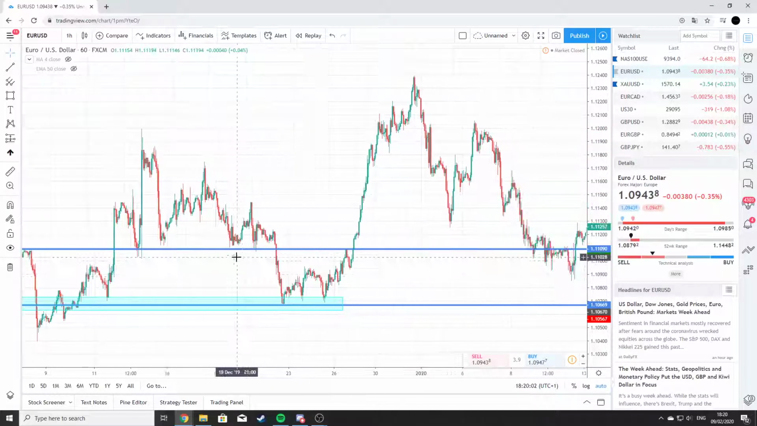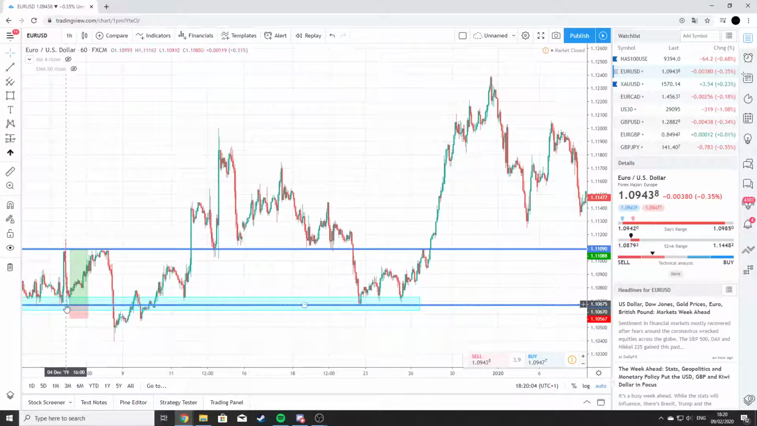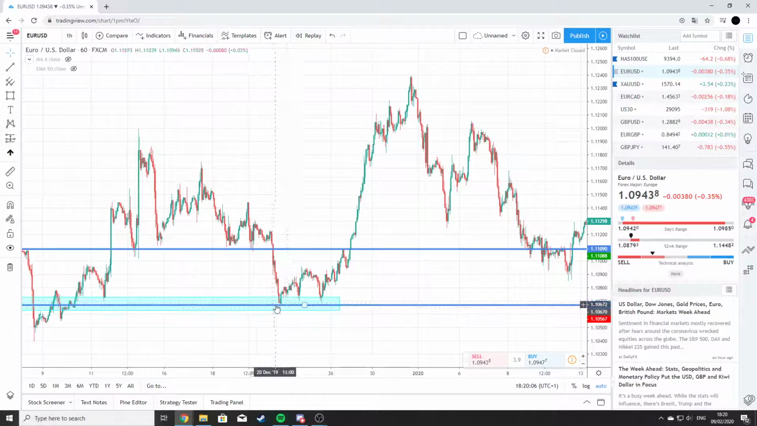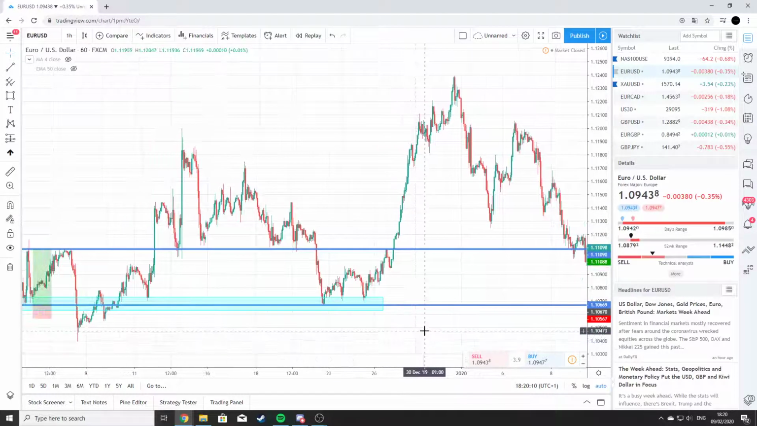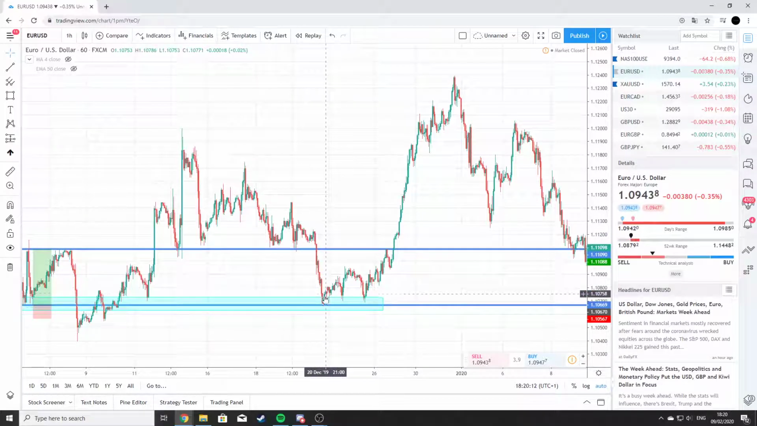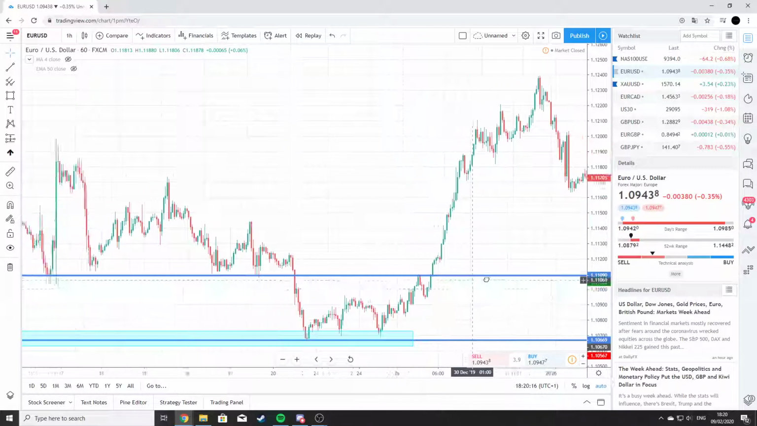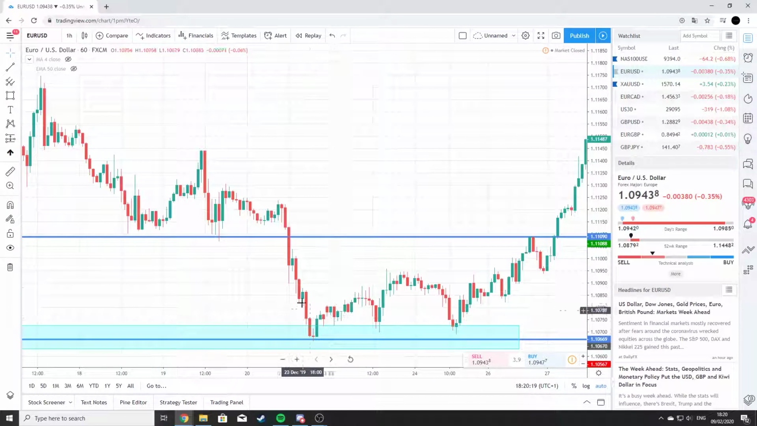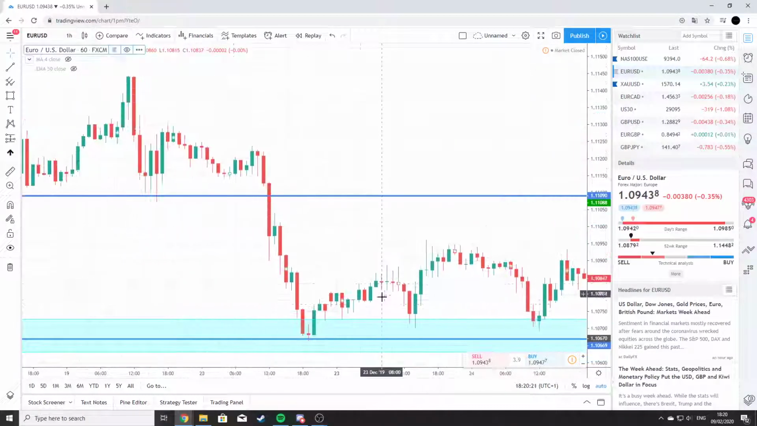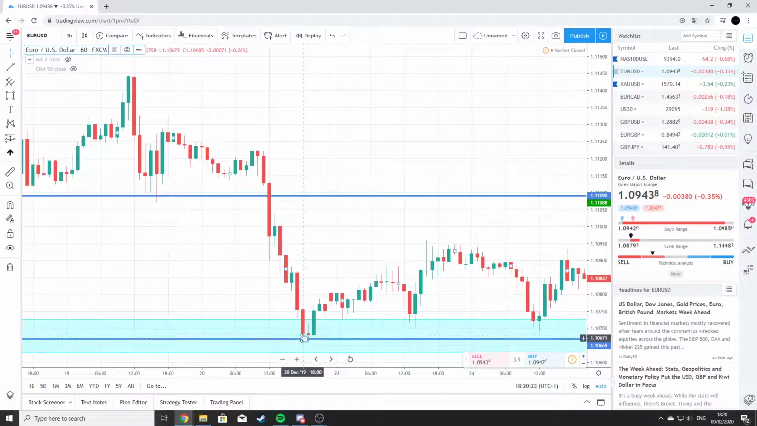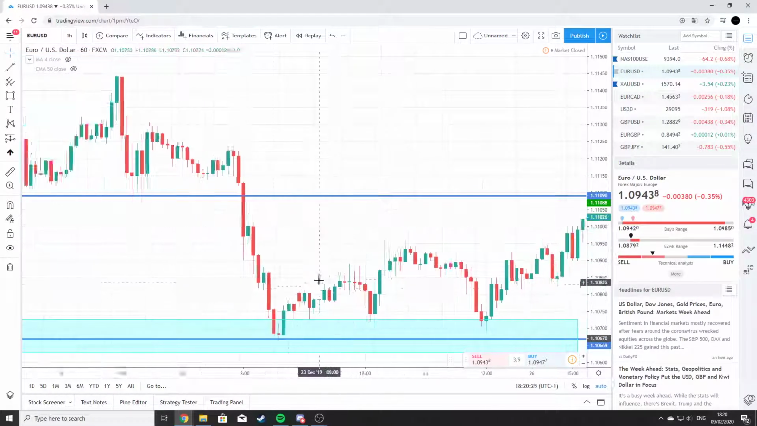Now, as you can see, our previous support level is also here, again a support level. So again, when we touched here, we see that the market doesn't have enough volume to break through our new support level. This would have been a perfect buy setup.